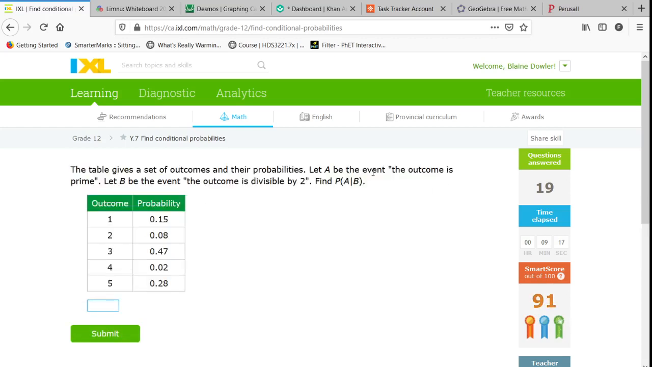So now, A is prime. That's 2, 3, or 5. B is divisible by 2. That's 2 or 4. Probability of A given B. So probability of B is 0.1. But the only prime number that is also divisible by 2 is 2. So we have 0.08 divided by 0.1, which should just give us 0.8.